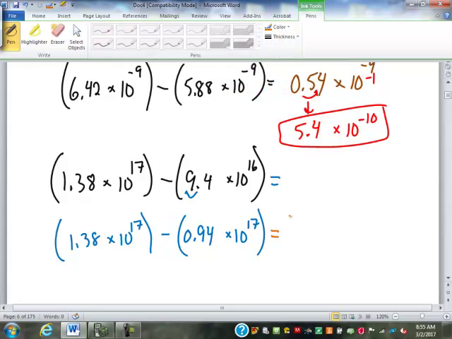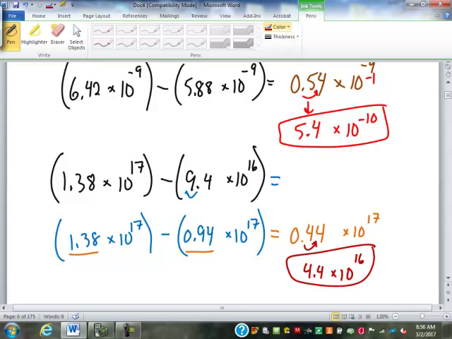This is one of the few times, though, where it would have been less work to go to the smaller name, but we're going to have to convert it back. But we usually go to the larger name. Usually works better. So 1.38 minus 0.94 is 0.44, right? Times 10 to the 17th, and of course we have to adjust that by moving the decimal point. 4.4 times 10 to the 16th. Number got bigger, power gets smaller.